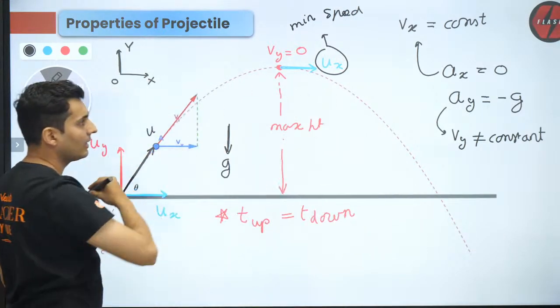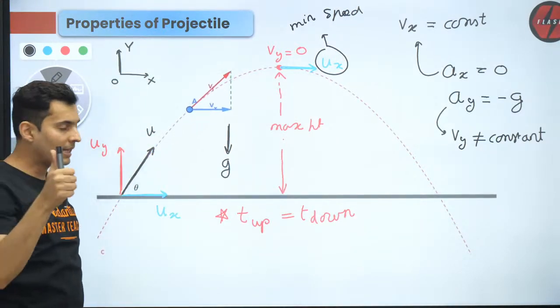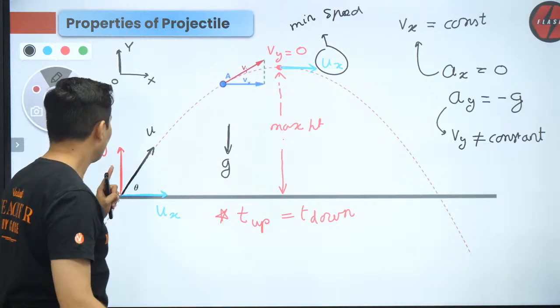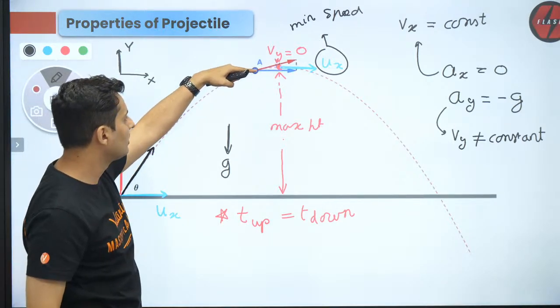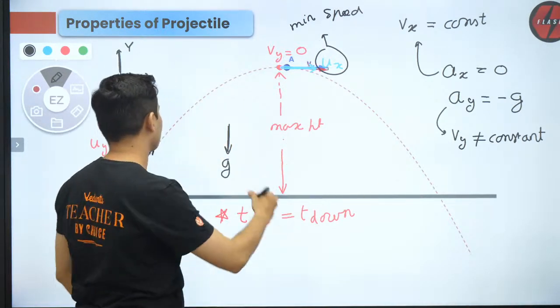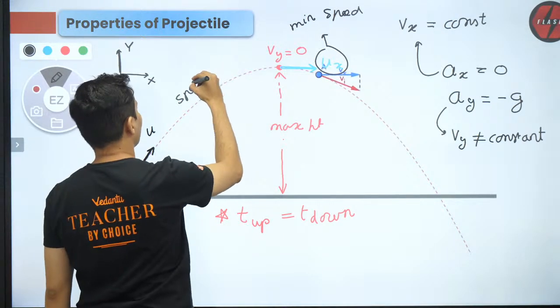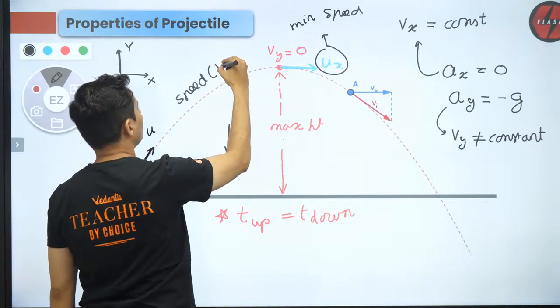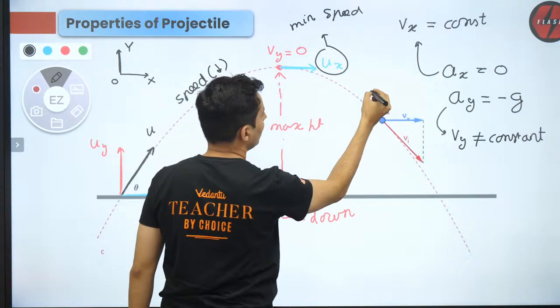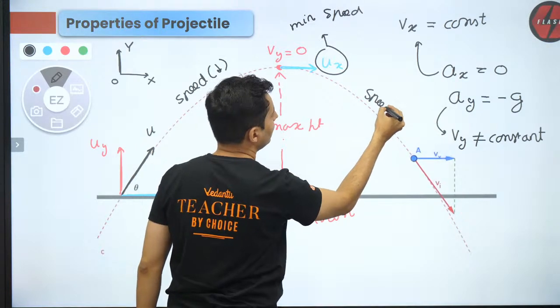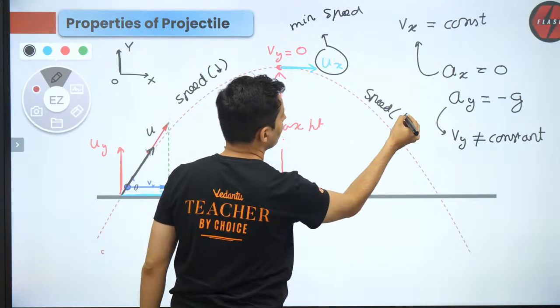Can I also say that it has reached minimum speed? Yes, very good. So from here to here, speed decreases, and from here to here, speed increases. So from here to here, I can say the speed is decreasing, and from here to here, I can also say that the speed is increasing.